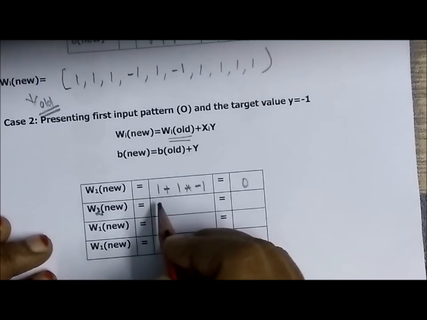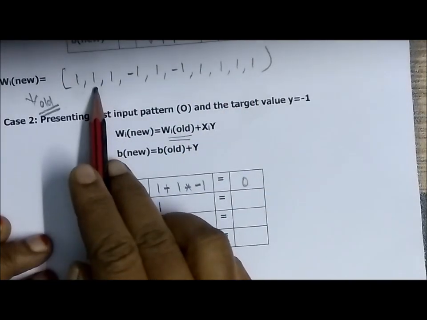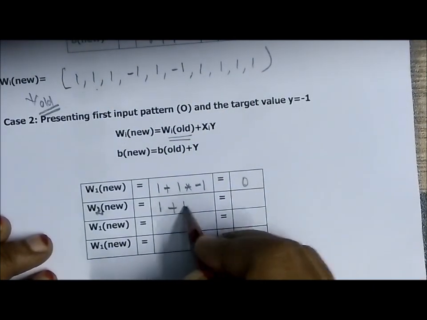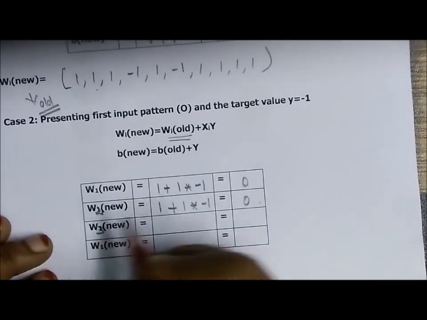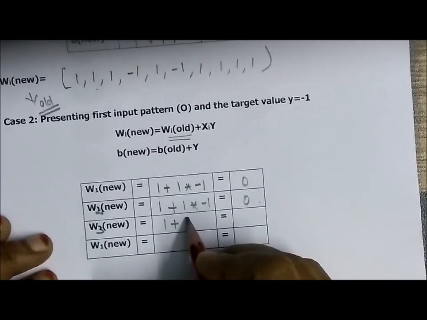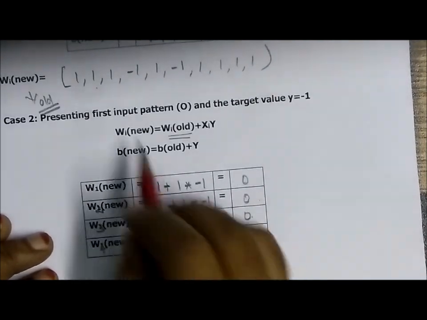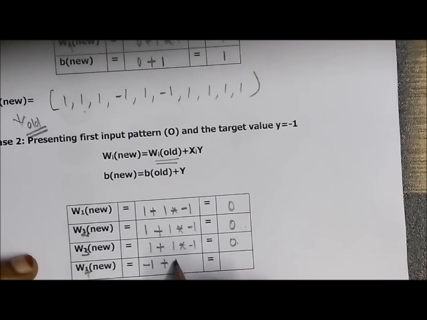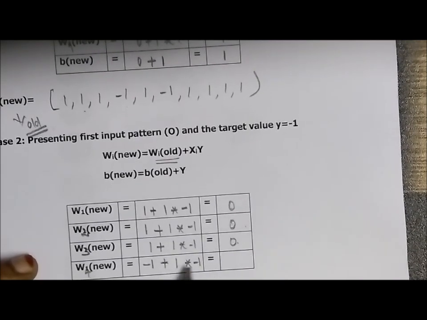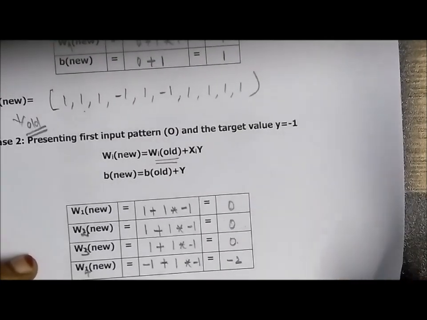So for W2 of new, what happens here? The weight is 1. See here, this weight we have to take. So W2 weight is 1. So 1 plus 1 into minus 1, again we'll be getting it as 0. So for W3 of new, 1 plus 1 into minus 1, again 0. For W4 of new, what we have? The weight is minus 1. So what happens here? Minus 1 plus, for 4 we will be having 1 into minus 1. So here what happens? Minus 1 into 1, minus 1, minus 1 and minus 1 we are having minus 2.